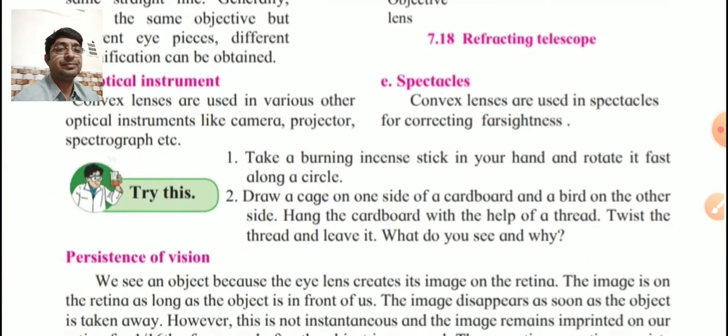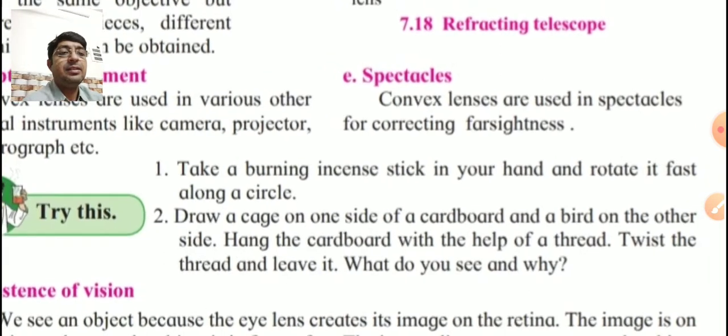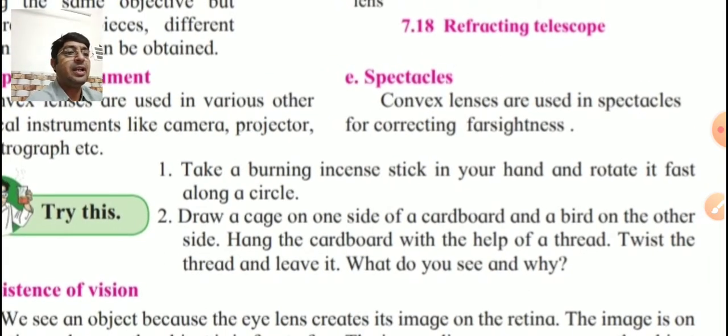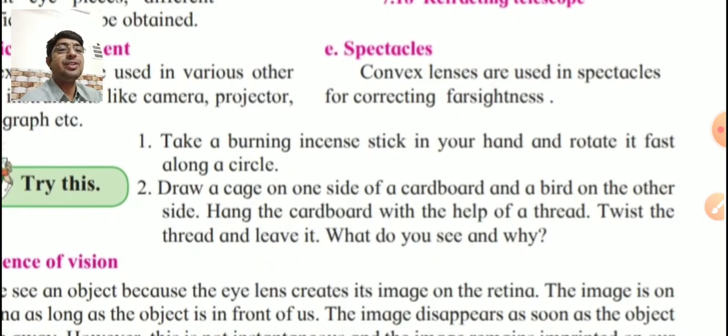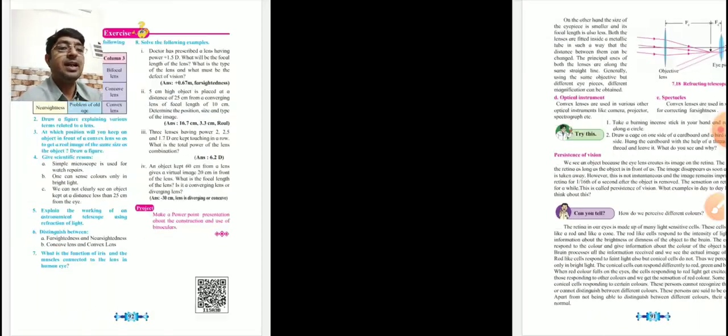Now try this. Take a burning incense stick in your hand and rotate it fast along a circle. One more question. Draw a cage on one side of a cardboard and a bird on the other side. Hang the cardboard with the help of a thread, twist the thread and leave it. What do you see and why? Now see the answer of these two questions.